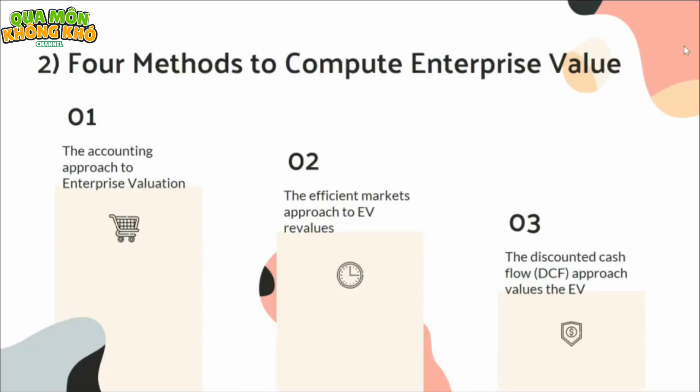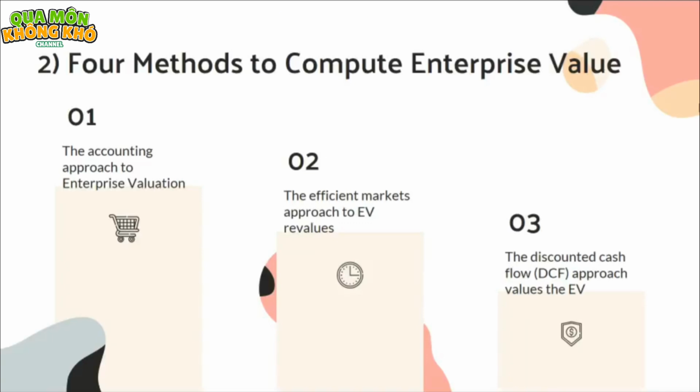The accounting approach to enterprise valuation moves items on the balance sheet so that all operating items are on the left-hand side of the balance sheet and all financial items are on the right-hand side. Although most academics frown on this approach, it is often a useful starting point for thinking about enterprise value.